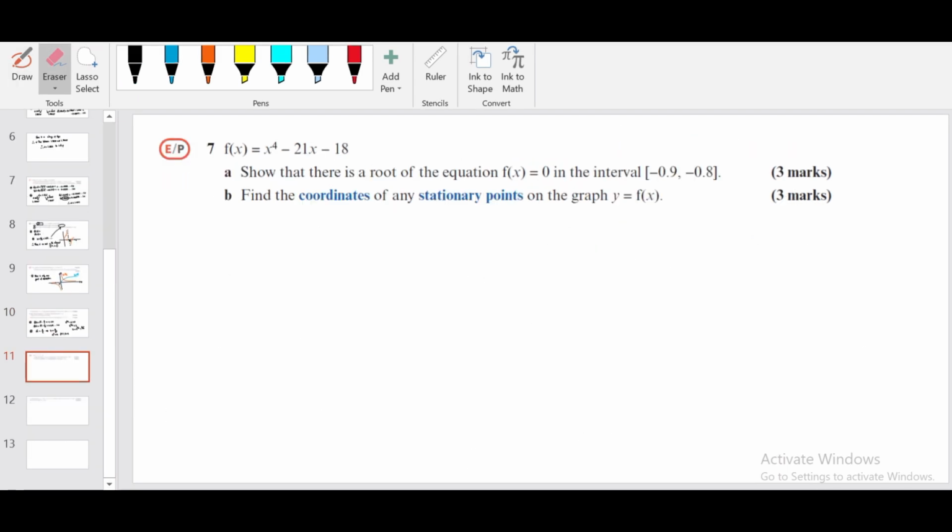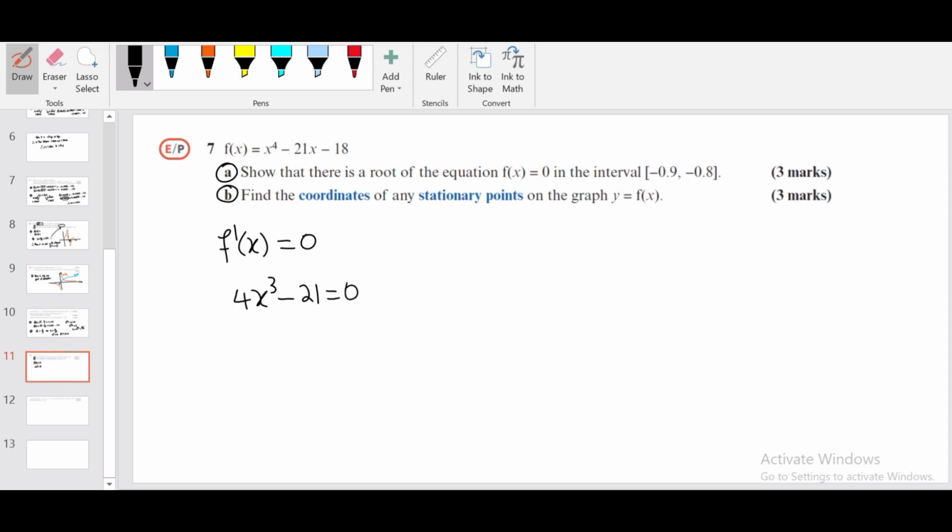Let's look at question number 7. f(x) is equal to x^4 minus 21x minus 8. I'm gonna skip part A because you just need to sub in the values. Make sure there is a change of sign, right? Part B says find the coordinates of any stationary point of the graph. The moment the question talks about stationary point, we need to differentiate it and equate it to 0. So you will get 4x^3 minus 21 is 0.